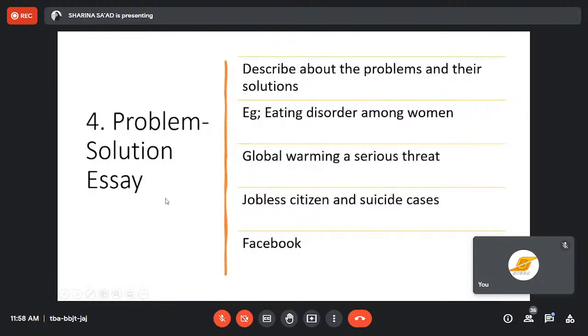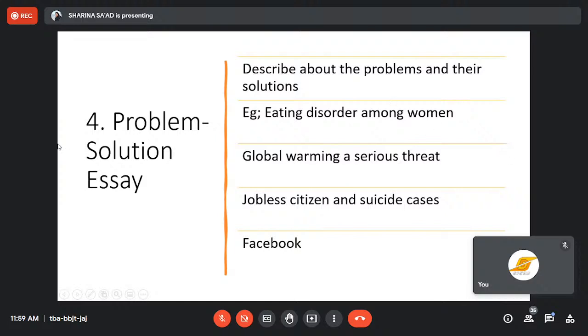And another type of essay is called problem solution. So what you need to do when you deal with this essay type is you have to describe the problem first, and then you have to provide the solution. Okay, for example, the topic is eating disorder among women. So you have to describe the problem. What is the problem? The problem is about eating disorder.